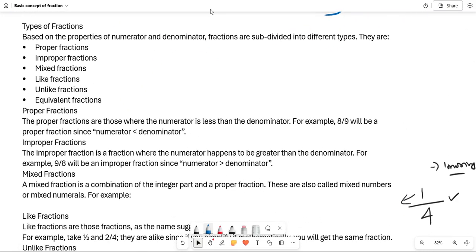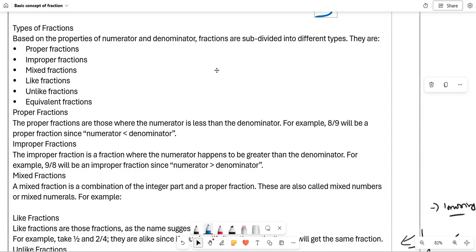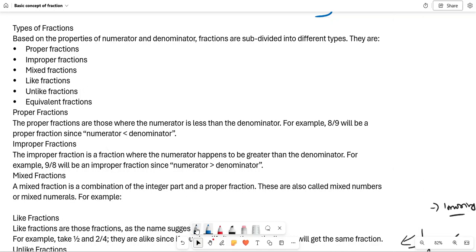Now the types of fractions. We know the types are proper, improper, mixed, like, unlike and equivalent fractions. First we look at proper fractions. What is the definition of proper? The numerator is less than the denominator. This is the important key to find out. For example, 8 by 9. Here the denominator is greater than the numerator.